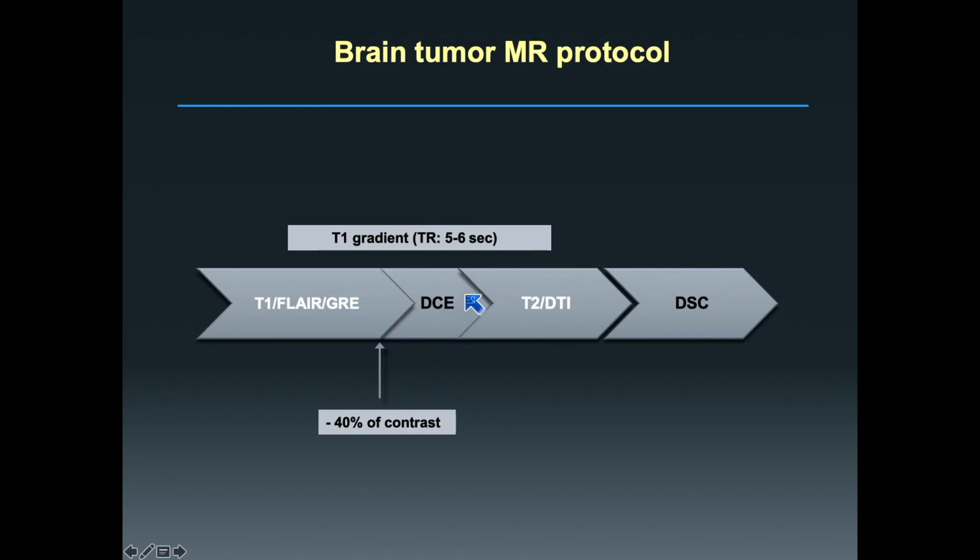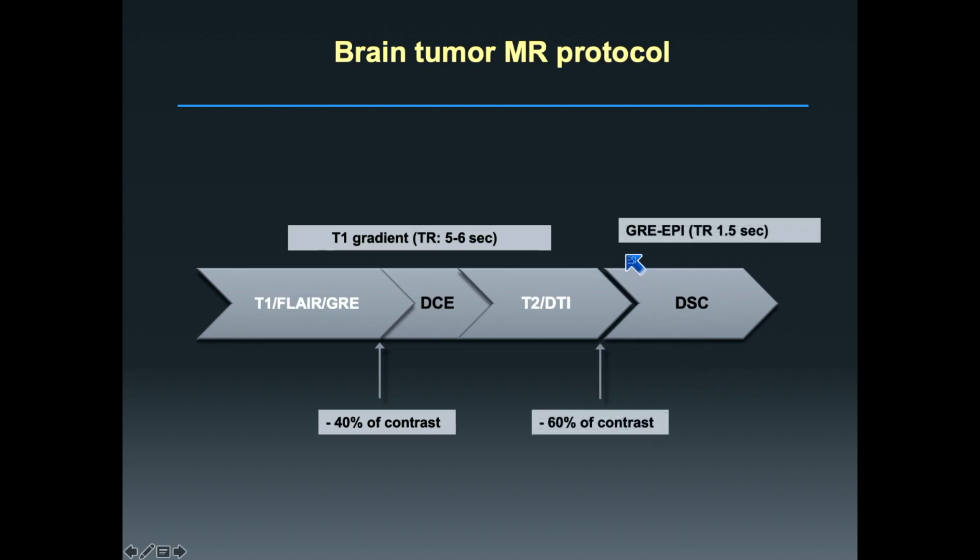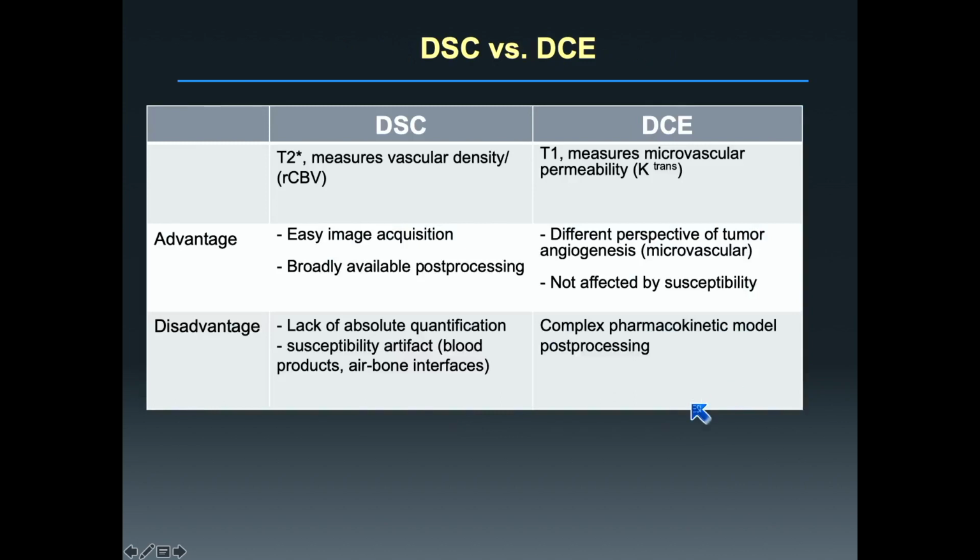And then we do our T2 and diffusion, or some other things, specifically if the referring physicians or surgeons ask for them. And then we end the study with DSC perfusion, dynamic susceptibility contrast perfusion. We split the contrast, that's 0.1 millimole per kilogram body weight, into 2. Basically 40% of the contrast is used for the DCE component, and the remaining 60% is used for DSC perfusion. So two types of perfusion are done, and this table is just going over the summary and differences between these two techniques.